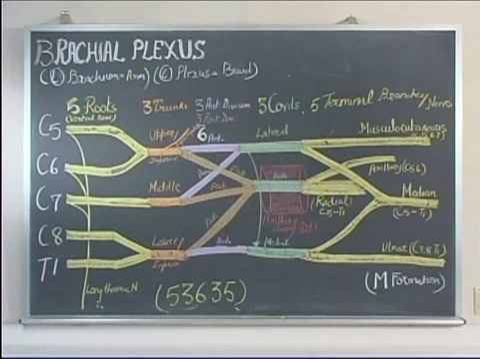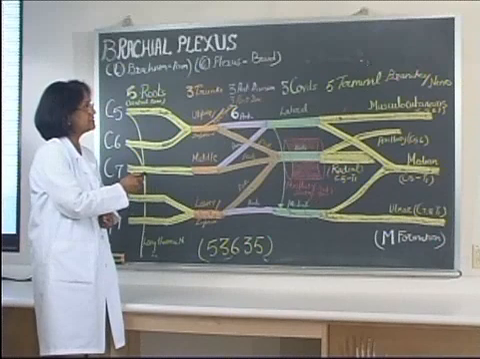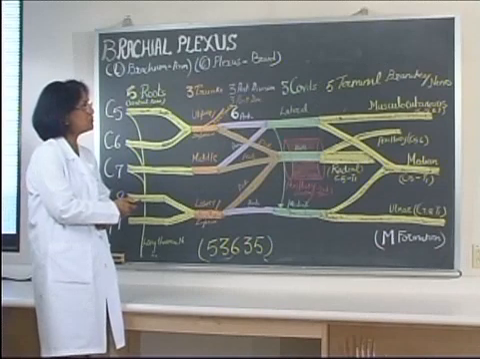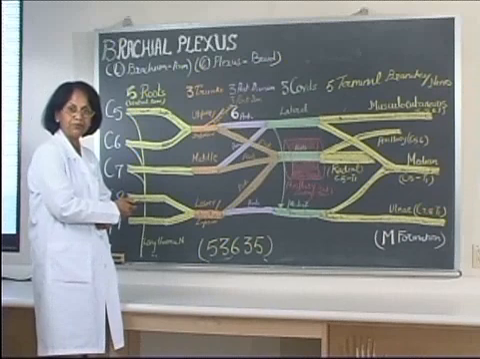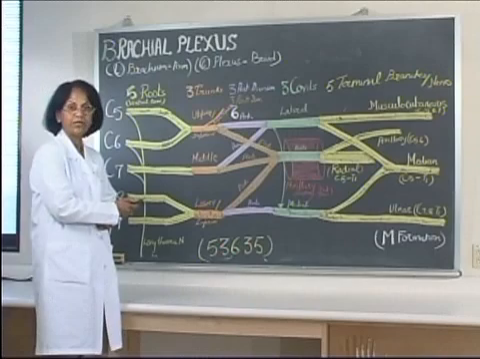So we have got 3 cords, and they are named according to their relationship to the second part of the axillary artery. Lateral lies on the lateral side, medial lies on the medial side, and the posterior cord lies on the posterior aspect of the axillary artery. From these cords, we get the 5 main branches. There are several smaller branches, but the 5 major branches are going to supply the main flexor or extensor compartments of the upper limb.